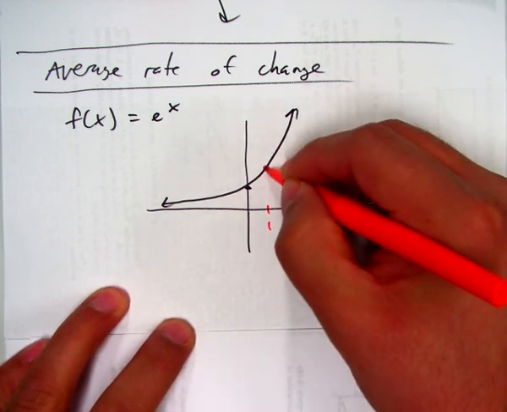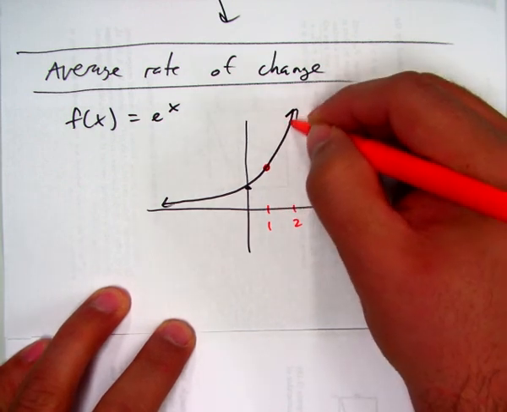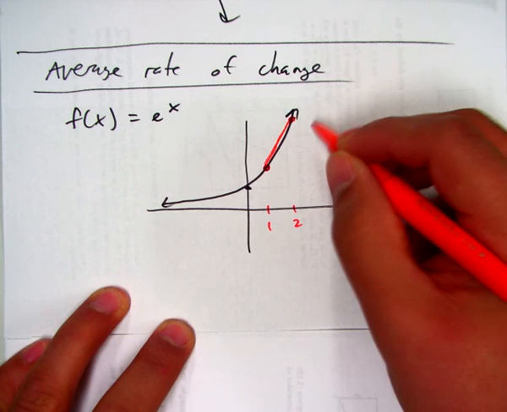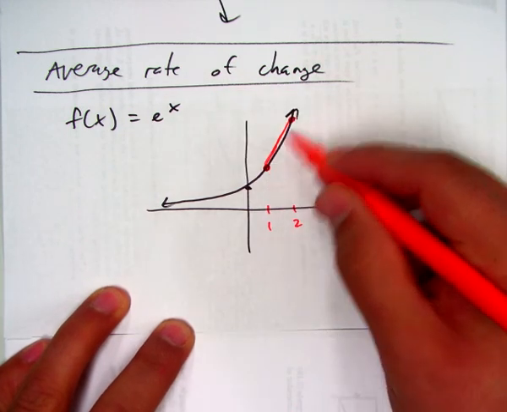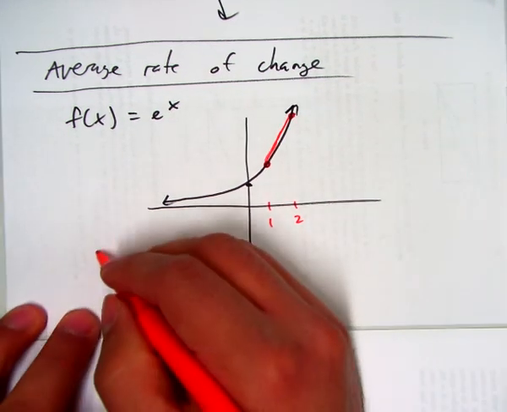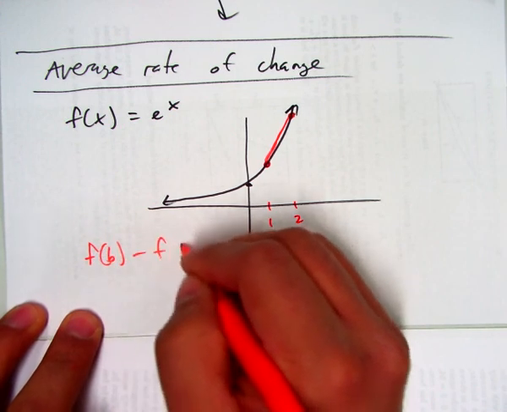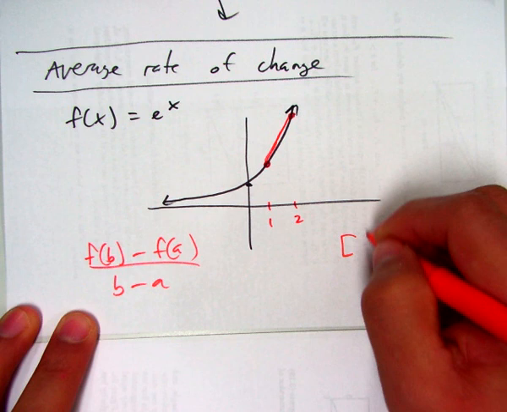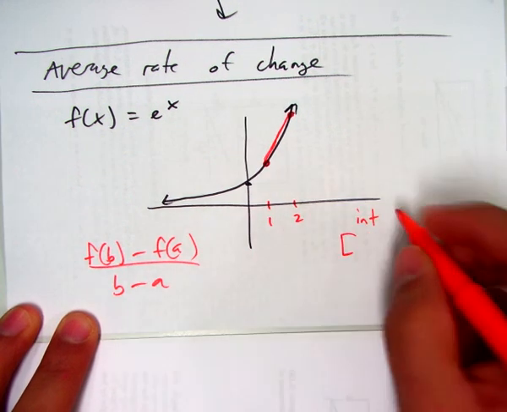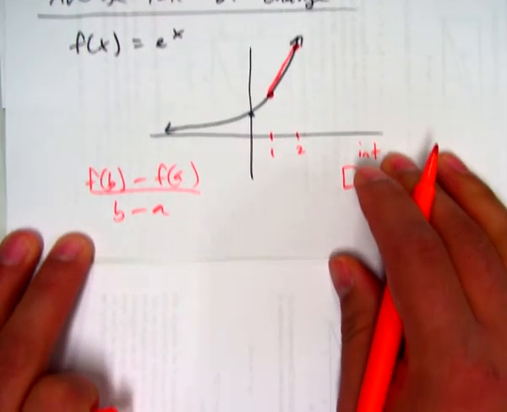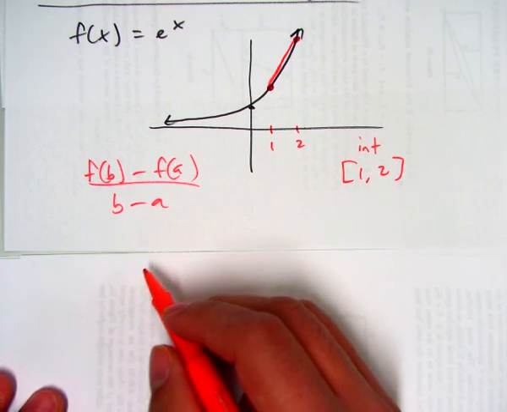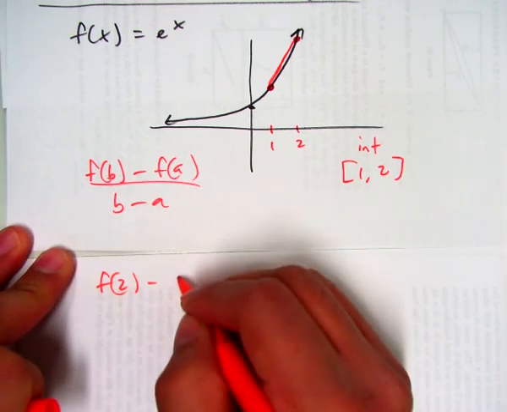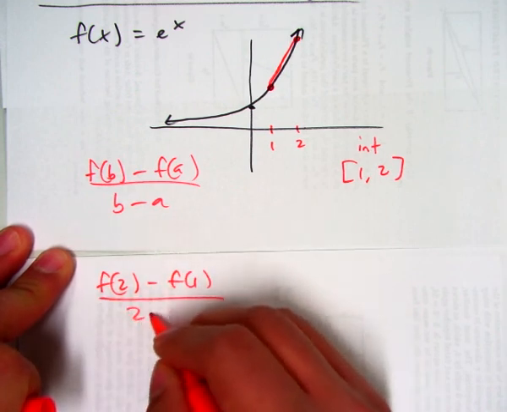From this point to this point, you guys remember that if you connect these 2 points, the average rate of change is going to be the slope from here to here. And the formula for calculating average rate of change was f of b minus f of a over b minus a. So if the interval is from 1 to 2, then our formula tells us we can do f of b, which is f of 2, minus f of a, which is f of 1, over 2 minus 1.